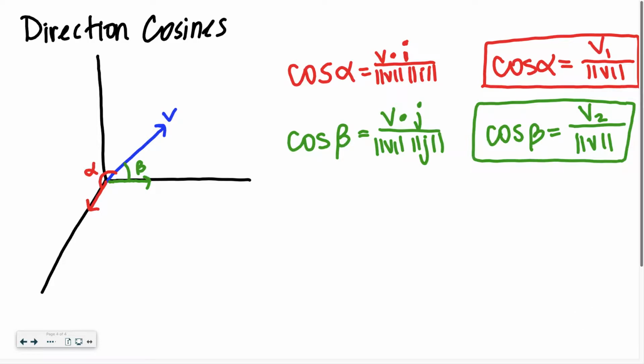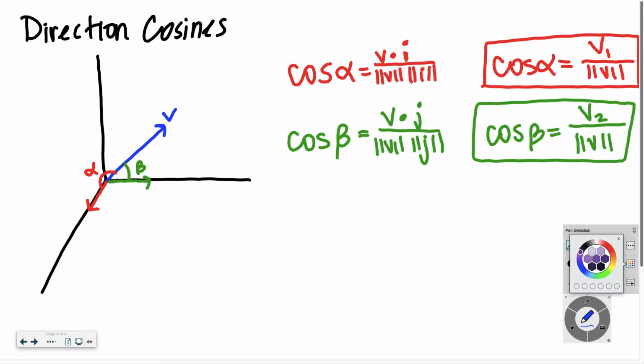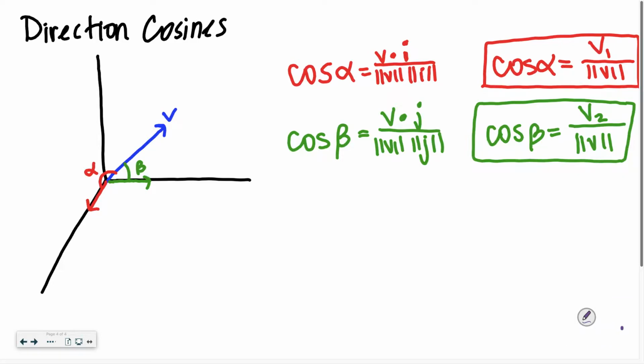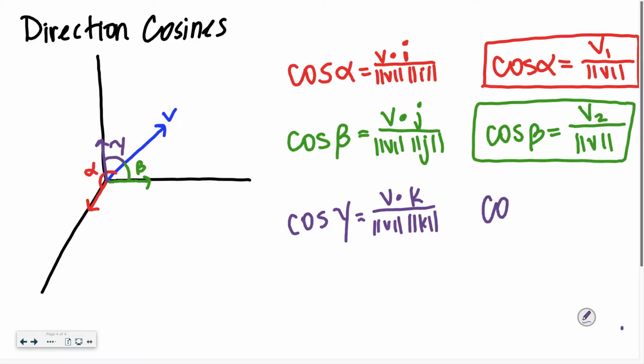And then gamma time. Is that supposed to be a fun on hammer time? Yeah, kind of. Gamma time. Here's vector k, and angle gamma is going to be the angle between those two. So the cosine of gamma is going to be the third component over the magnitude of v.